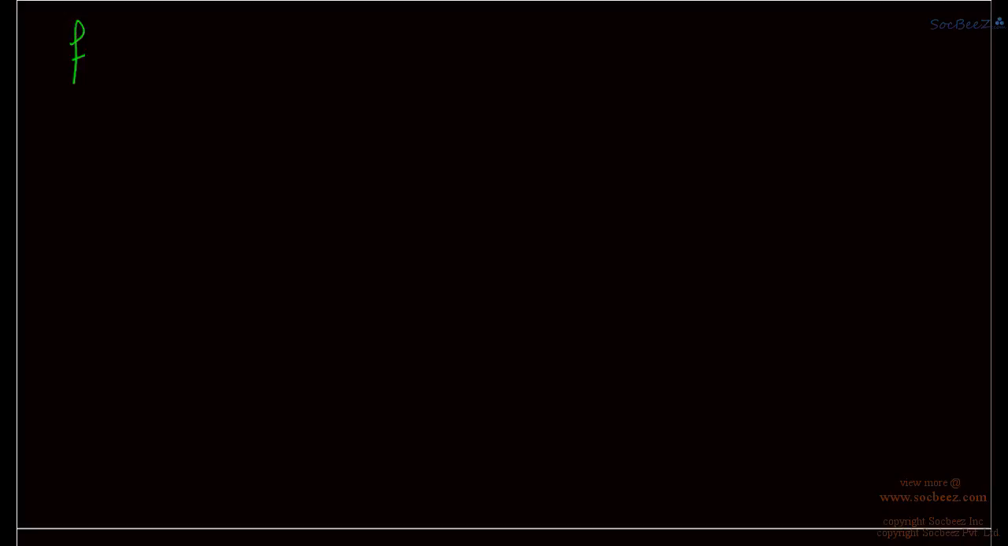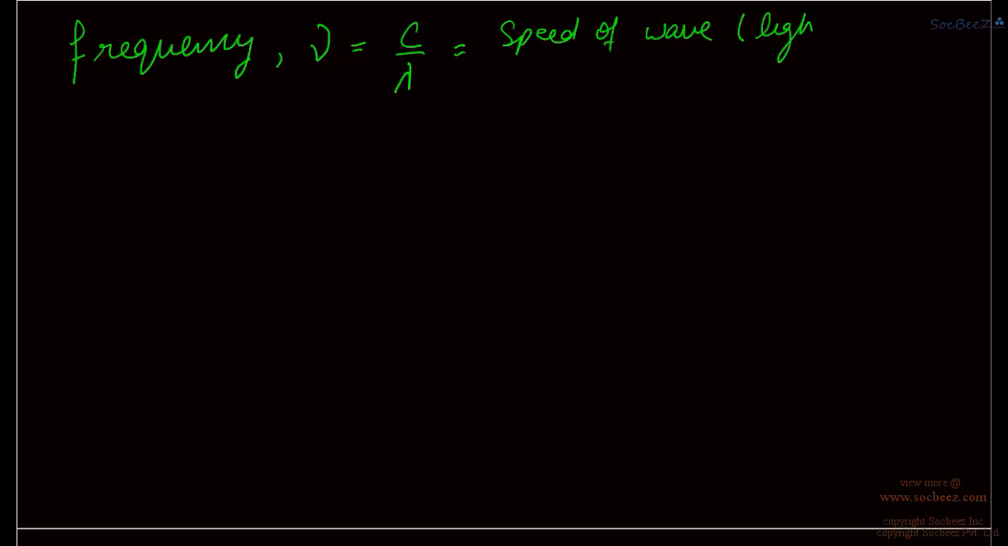The first and foremost thing, some formulas that you must know, is frequency. We denote frequency by nu. Nu equals c upon lambda. C is the speed of the wave. We take it as equal to the speed of light, divided by the wavelength of that wave.